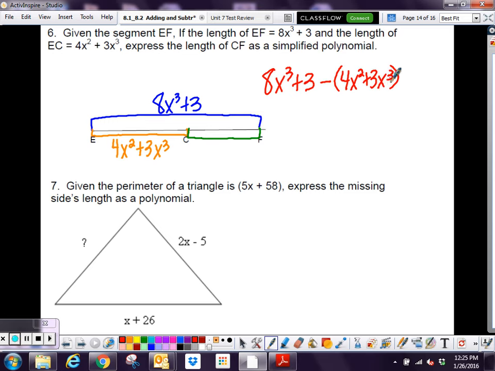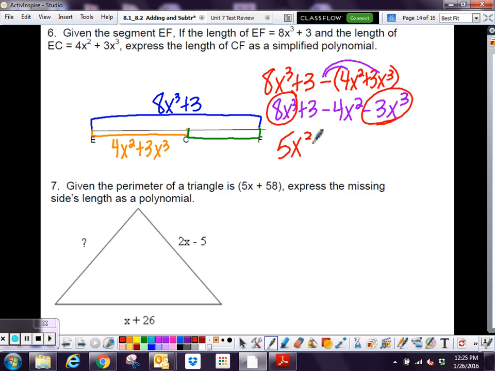This does end up popping up on tests and quizzes and homework, so you've got to know this. So when you subtract, you need to subtract the whole thing, which means now that negative needs to get distributed. So we have 8x cubed plus 3 minus 4x squared minus 3x cubed. And now we can start to combine like terms. So I have an 8x cubed minus 3x cubed, which gets me 5x cubed. I have this negative 4x squared, which would go next, and then I have the plus 3 at the end.